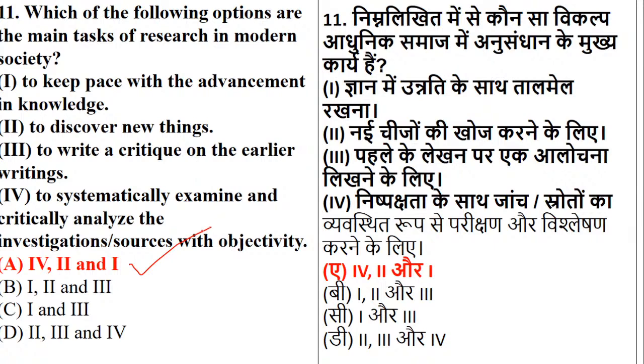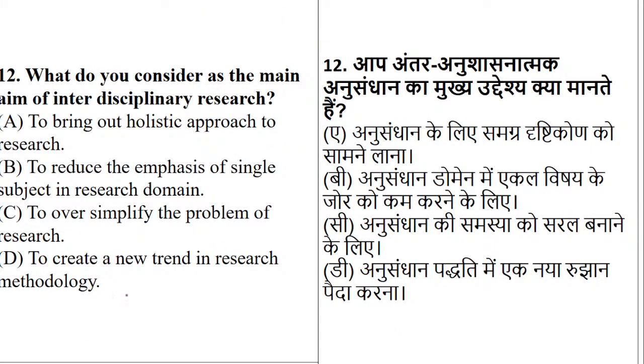Yes, is it clear? Now going to question number 12. What do you consider as the main aim of interdisciplinary research? Wherein we are studying the research with various disciplines, where you take psychology, sociology, environmental issues, societal issues. So what can be the aim of this interdisciplinary research? Is the aim to bring a holistic approach, to reduce the emphasis of single subject, to oversimplify the problem of research, to create a new trend in research methodology? What do you think? What is the main aim of considering interdisciplinary research?